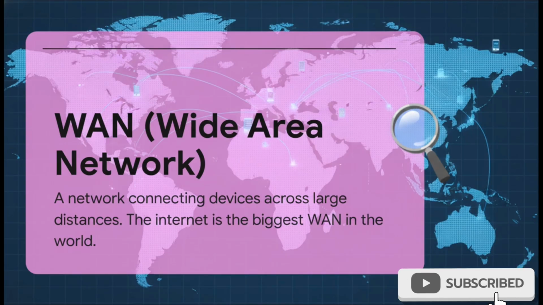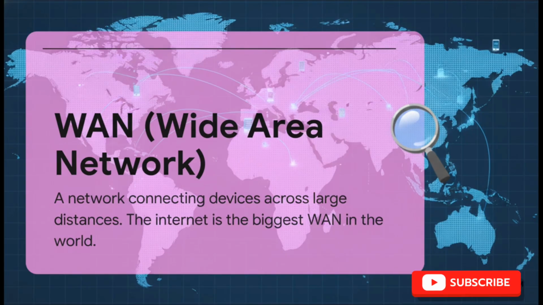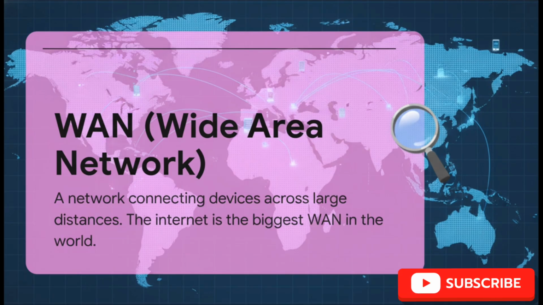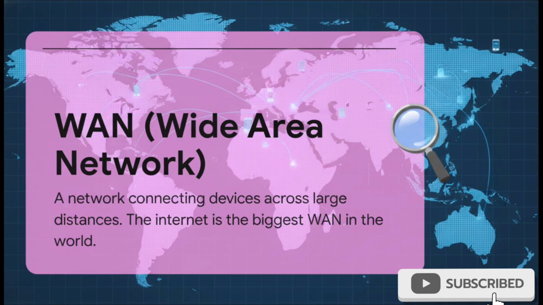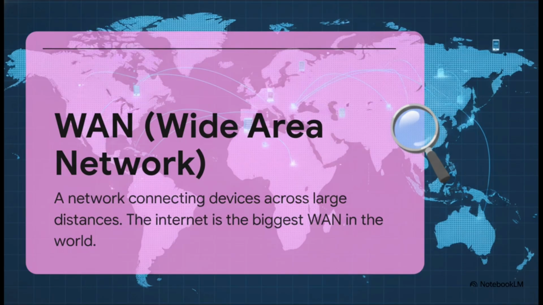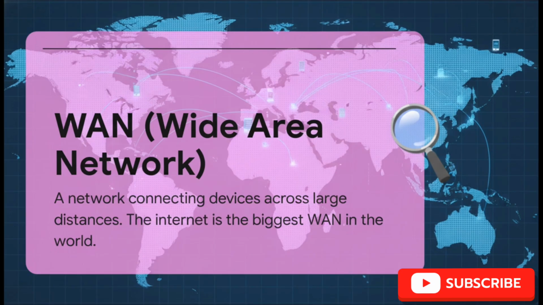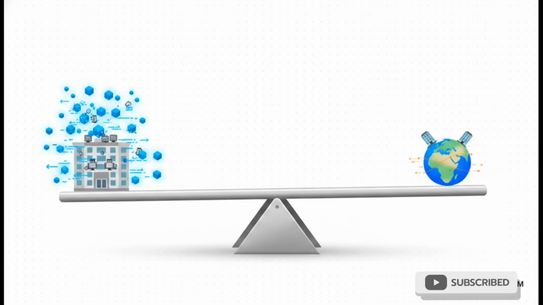So really, here's the key takeaway, right? It's all a trade-off between size and speed. LANs are for your local stuff, and they're crazy fast. WANs connect the whole world, but because of those huge distances, they're naturally going to be a bit slower than your local network.